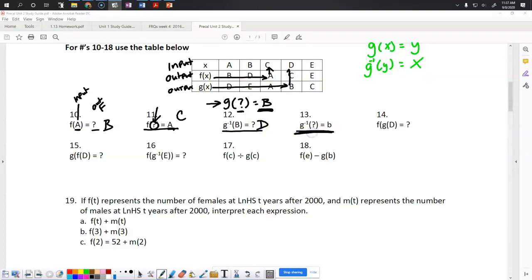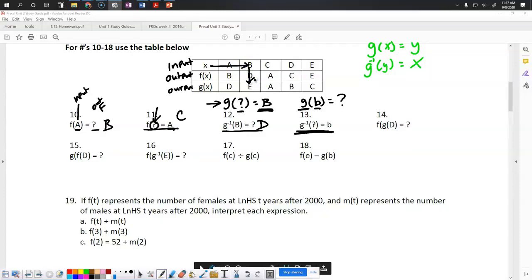Here's another one. Once again, if we rewrite it as a G function, not a G inverse, but just a regular G function, the B ends up here, and the question mark is here. So now I'm looking for what's the G value when the input is B. Well, my input is B here, and the G value for that would be E, is the answer.